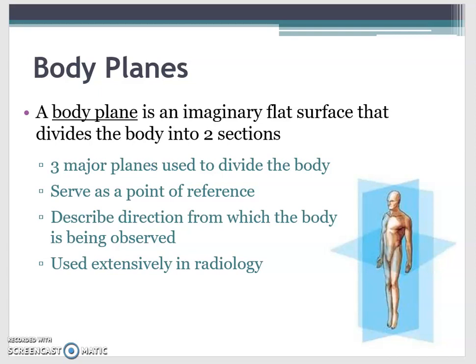We have many, and I'm going to give you the basic ones first, and they're called the body planes. A body plane is an imaginary flat surface that divides the body into 2 sections. We have 3 major planes to divide the body. There are actually more, to be honest with you, but we're going to start with the 3 basic ones. They serve as a point of reference. They describe the direction from which the body is being observed, and we use them extensively in radiology.